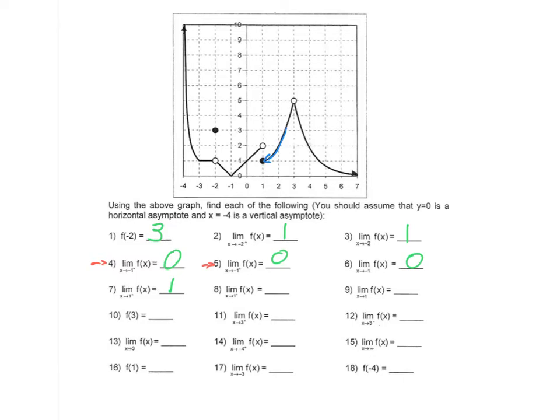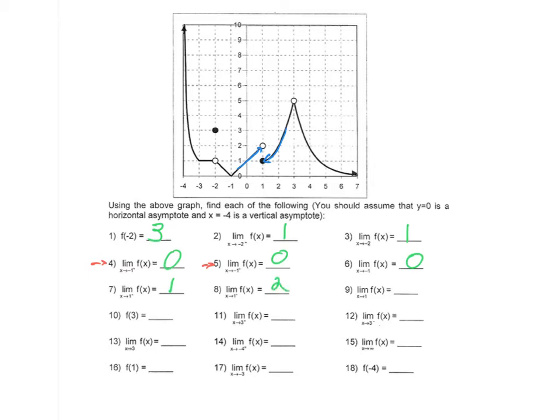But what about the limit as x approaches 1 from the left side? That's what that little negative to the top right of it looks like. So as I approach 1 from the left side, where is that arrow pointed? Well, it's pointed towards a y value of 2.